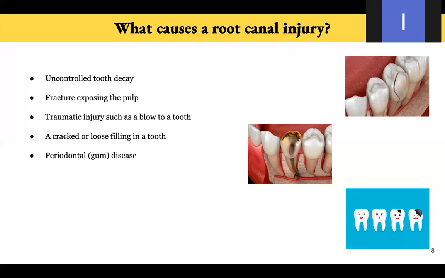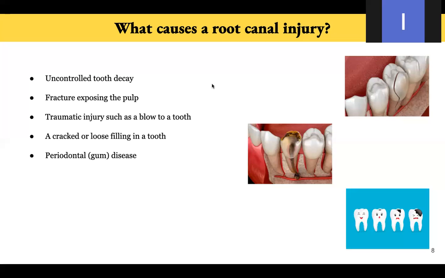A cracked tooth or a loose filling in a tooth might be a cause of a root canal injury because your tooth is no longer covered properly. And the little crack sometimes can be enough to start an infection in the tissues.